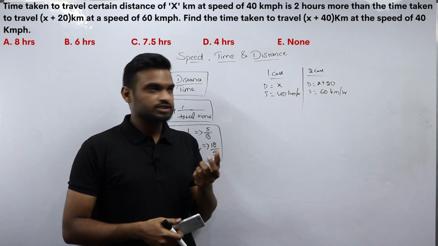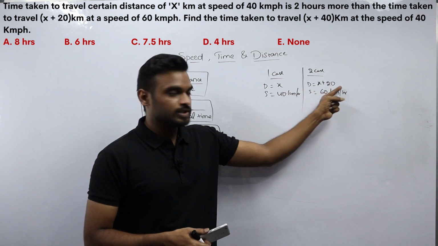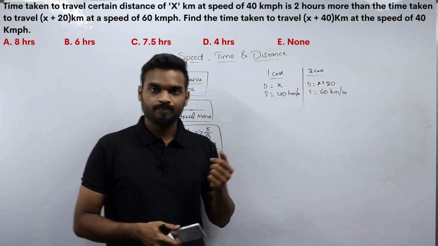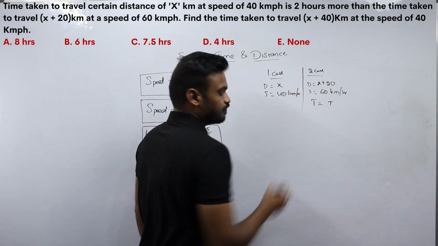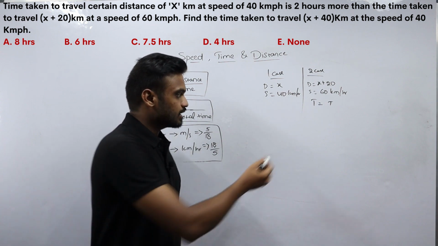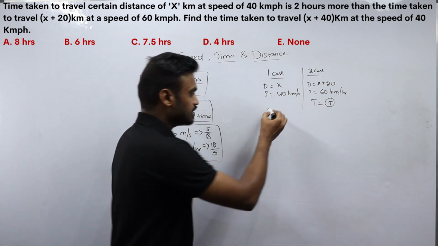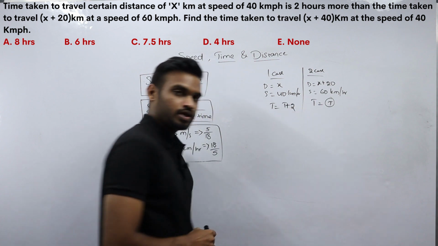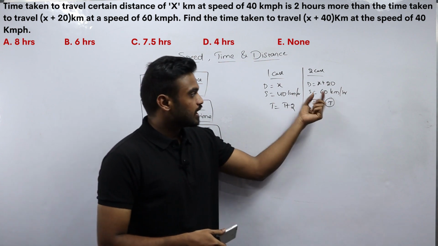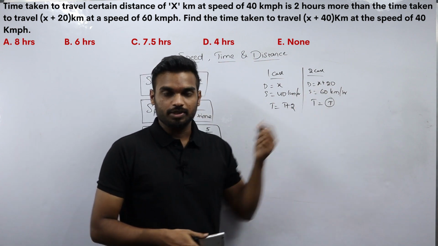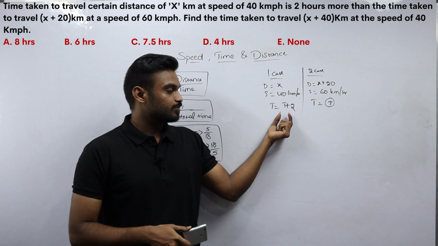Try to understand this: the first case takes 2 hours more than the total time taken to cover x plus 20 kilometers at a speed of 60 kilometers per hour. Suppose I assume the total time taken in the second case is t. Then the total time taken in the first case becomes t plus 2, because it is clearly stated that the first case takes 2 hours more than the time to cover x plus 20 kilometers.